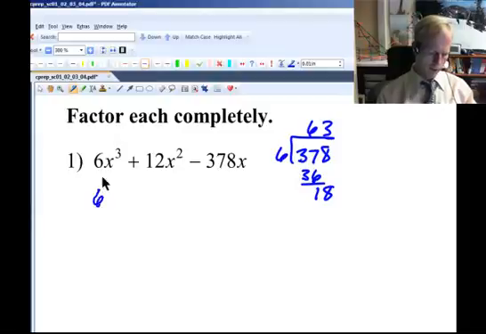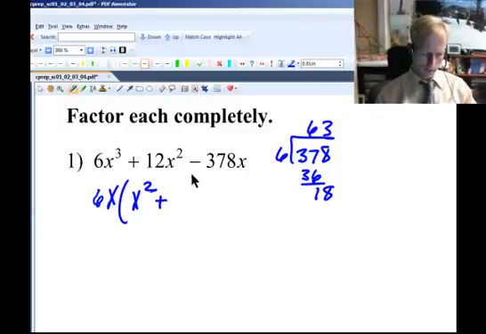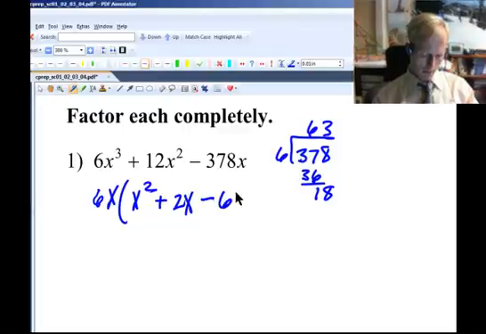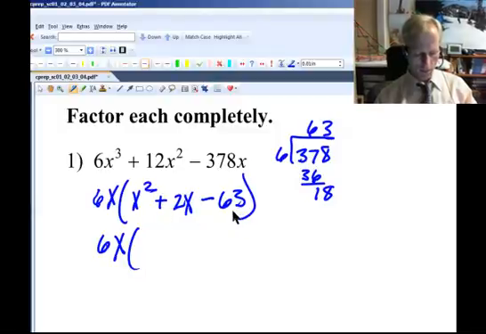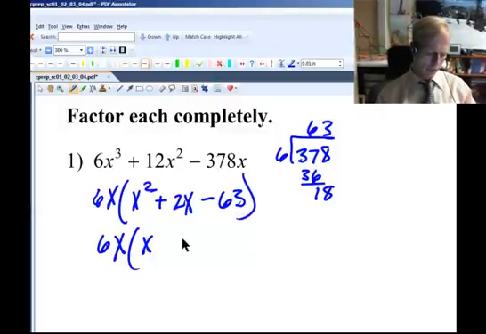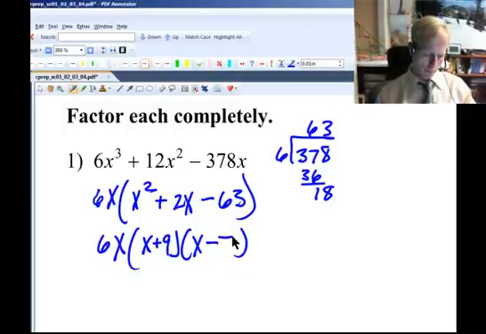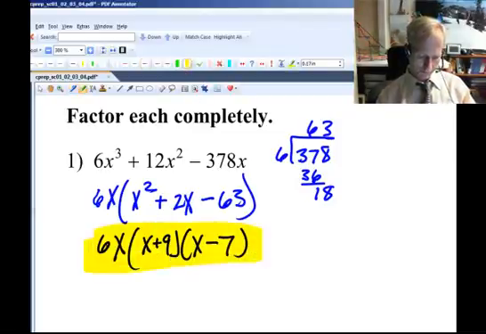That means I can factor 6x out of the expression, and that leaves me with x squared plus 2x minus 63. And now I have a trinomial to factor. I need two numbers that multiply to be negative 63 and add up to 2. And those would be plus 9 and minus 7. And I'm all done.